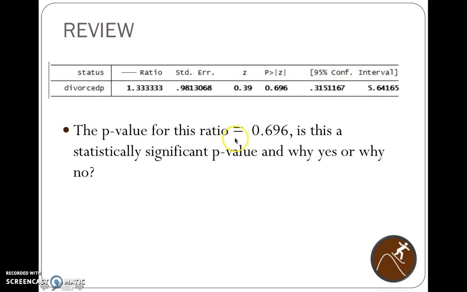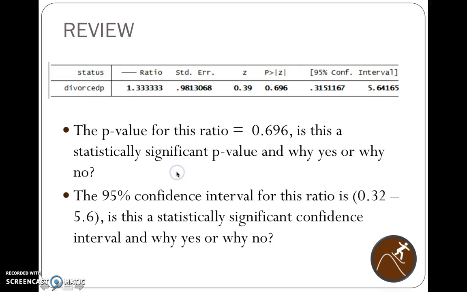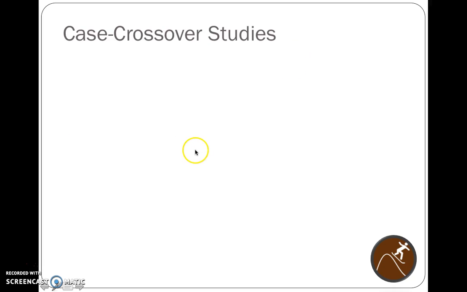So it says here the p-value for this ratio is 0.696. Is it significant or not? Why? Why not? You should be able to answer that upon watching those other videos. You have the confidence interval there, 0.31 to 5.6. Again, you should be able to use all this information to be able to determine if something is significant or not. And we'll have more videos on that as well as watch those other videos.